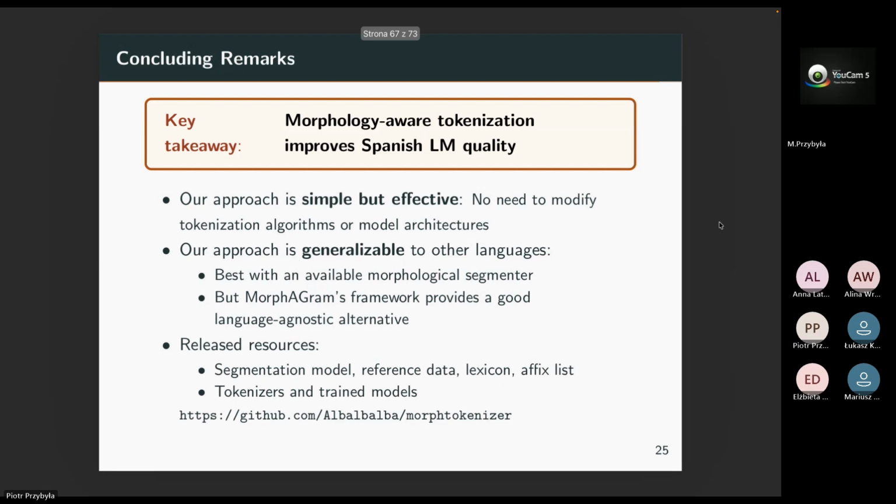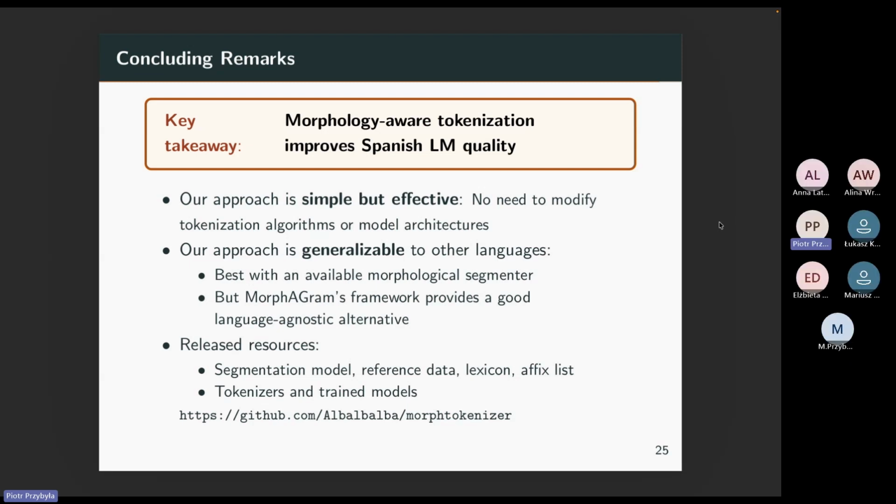And then, if you want to work in Spanish, which would be great as well, we are releasing all the segmentation models and the reference data, all these manually segmented words, the lexicon, and these affix lists which were necessary, as well as models and everything else.